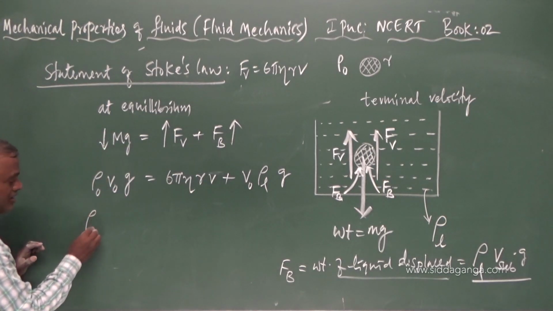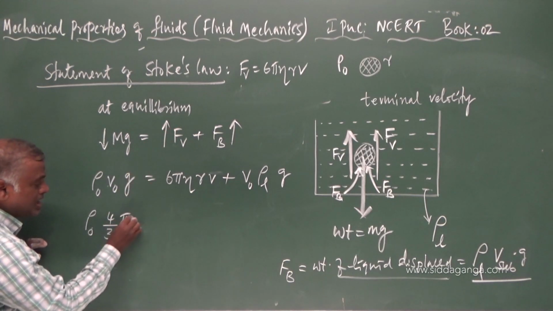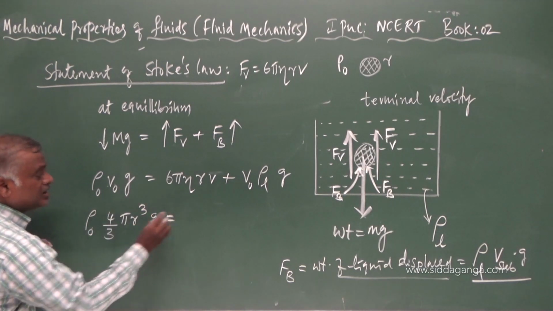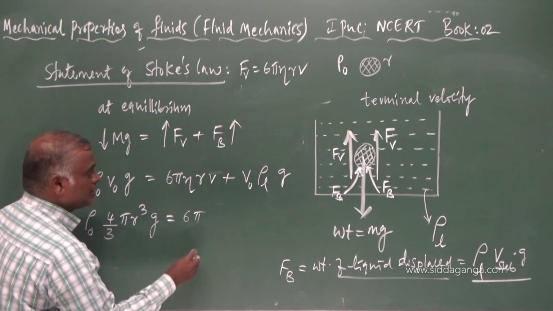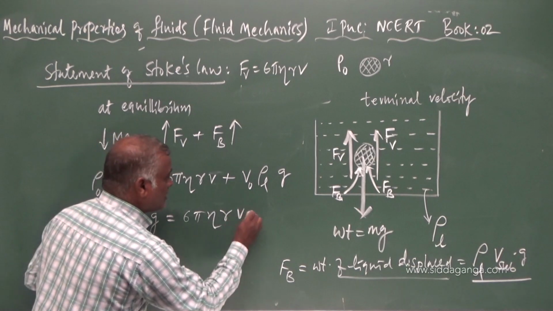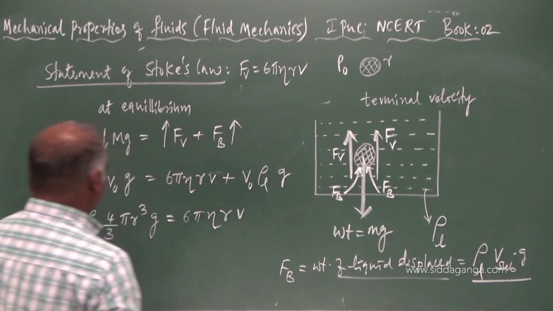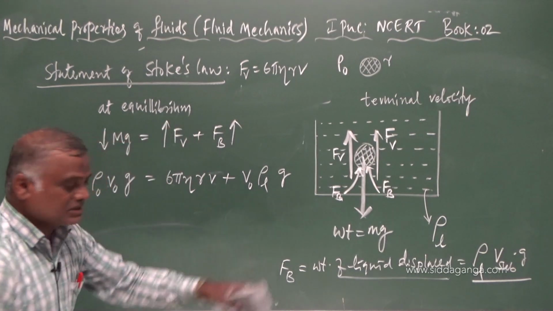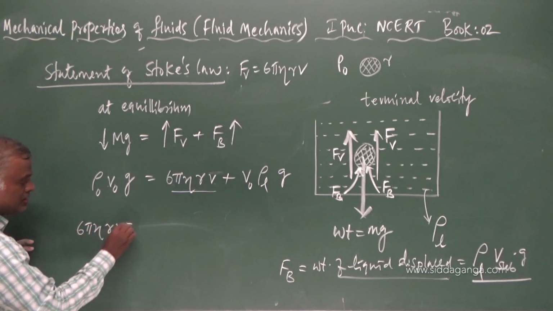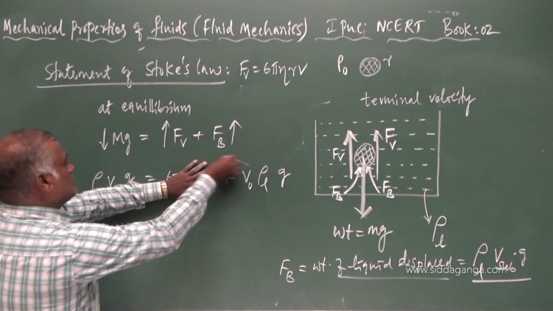V naught, carefully. V, volume of the object, spherical, 4 by 3 pi r cube, volume of the object into g equal to, keep as it is, 6 pi eta r as it is. Now into v plus. What I do here is I just extract, because I need this, my dear students. 6 pi eta r v, I bring this to this side.